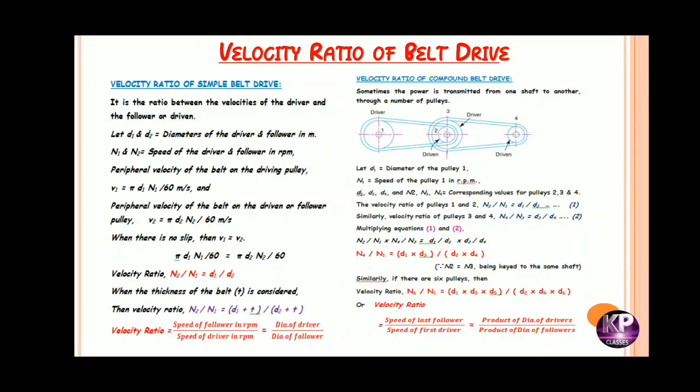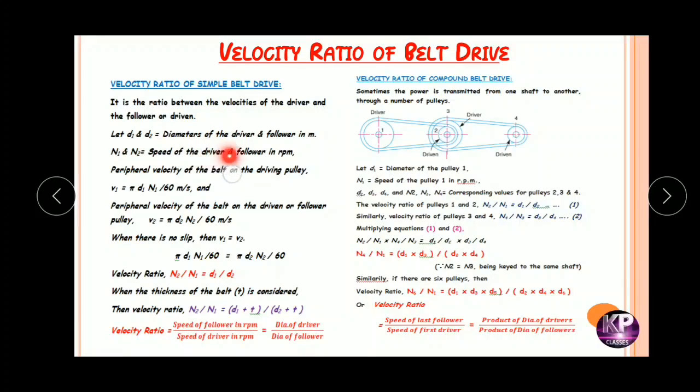Velocity ratio of simple belt drive. Simple belt drive means one pair of driver and driven are there. In case of compound belt drive, two or more sets of driver and follower are there. Velocity ratio is the ratio between velocities of driver and follower or driven.